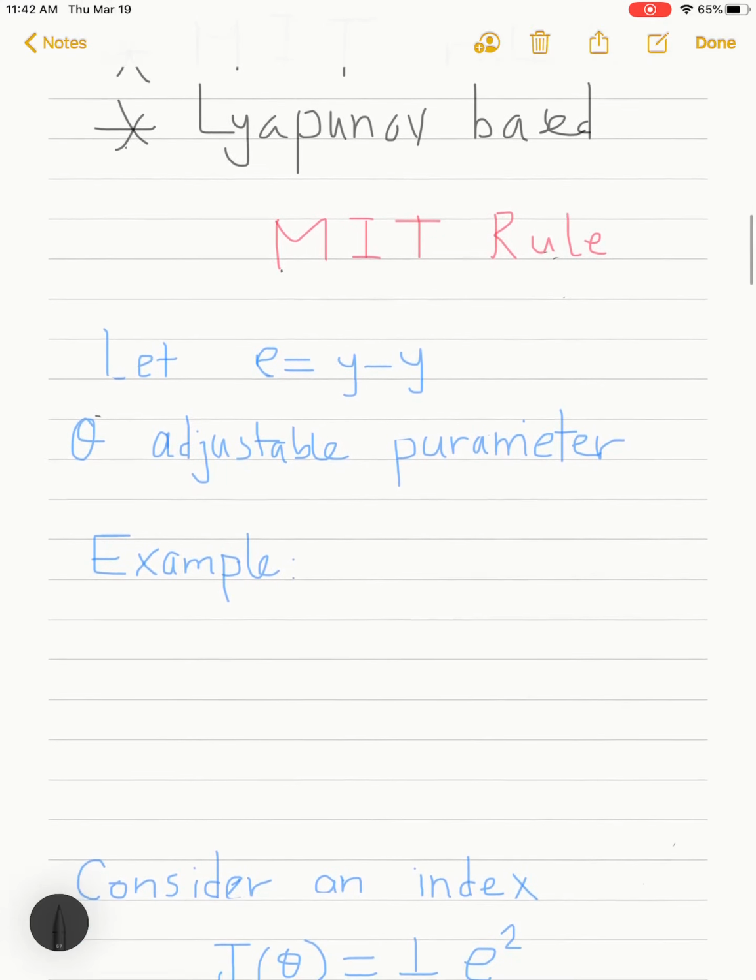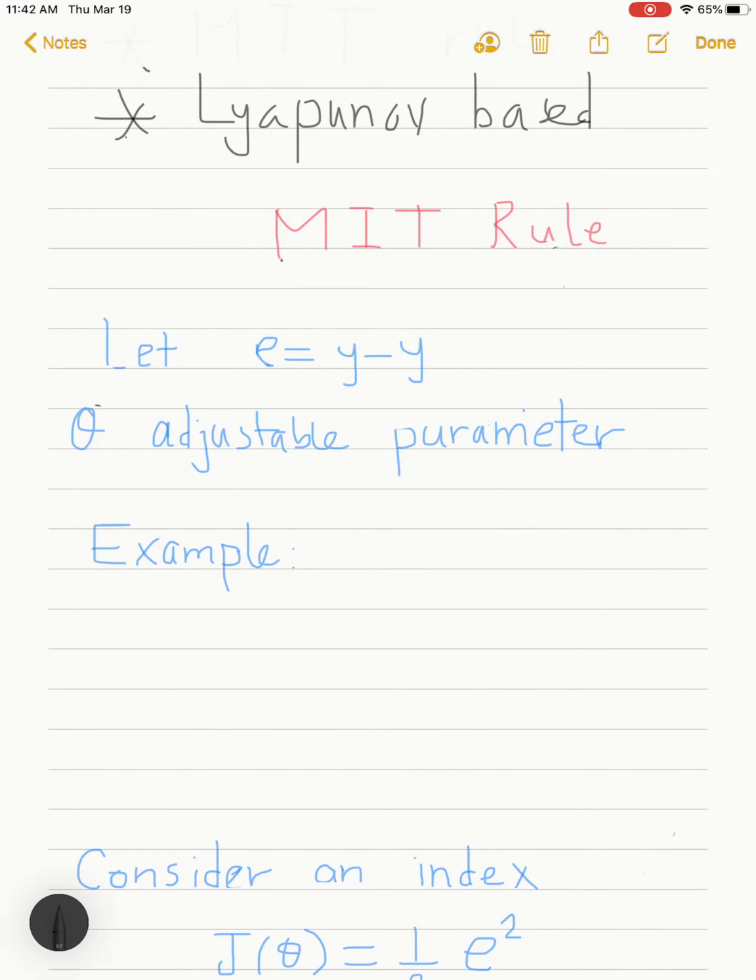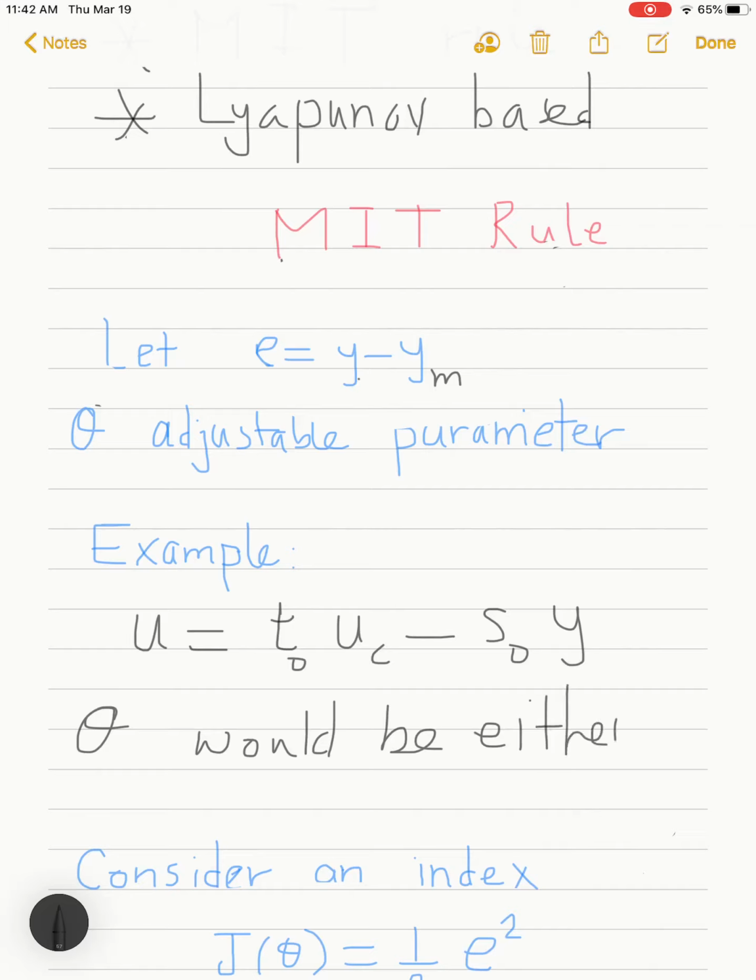Okay, let's start with the MIT rule as we agreed before. If we assume that the error is the difference between the output of the system and the output of the reference model, and the parameter of the controller to be adjusted, we will call that theta. For example, if you take u equals some constant t node times the set point minus another constant s node times the output, then theta would be either t node or s node. So that's what we mean by the parameter theta to be adjusted.